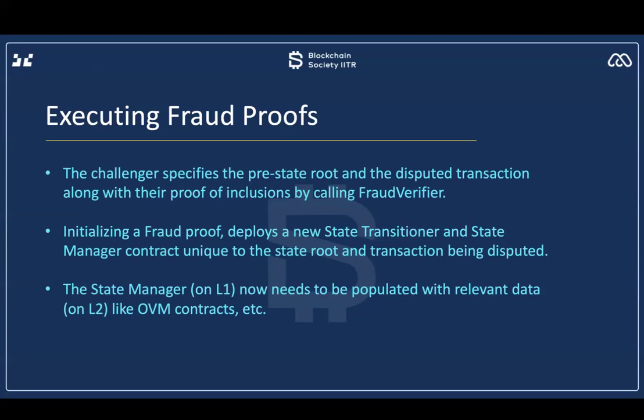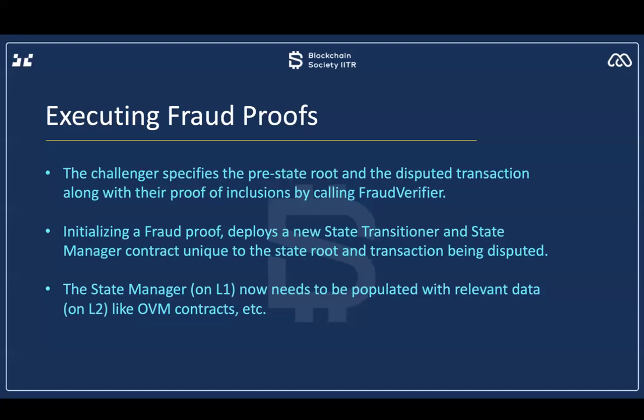Now, when you pass this data to the fraud verifier, the fraud verifier basically deploys two new contracts. It deploys a contract called state transitioner, and it deploys a contract called state manager. And these are going to be unique to the particular fraud proof that you're submitting. Now, the state manager is basically a contract which has all of the data, that is all of the context or background data that you need in order to run the fraud proof.